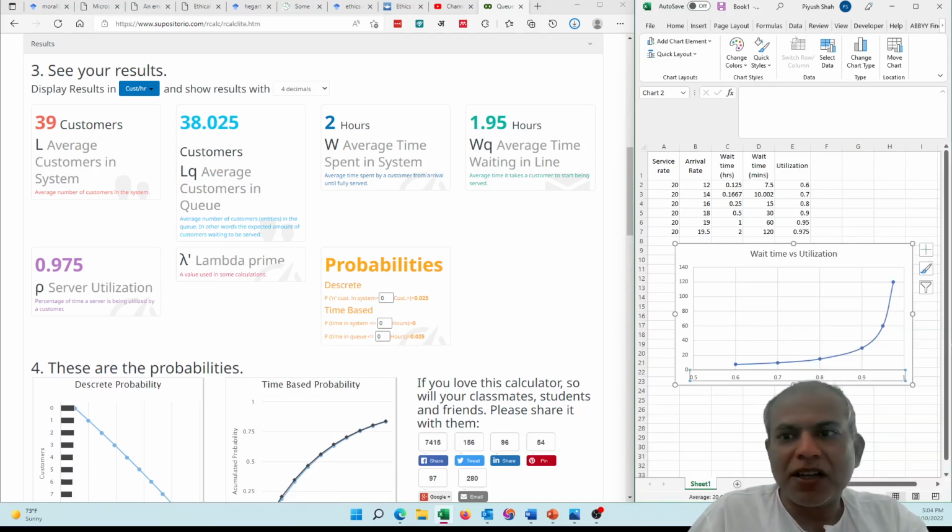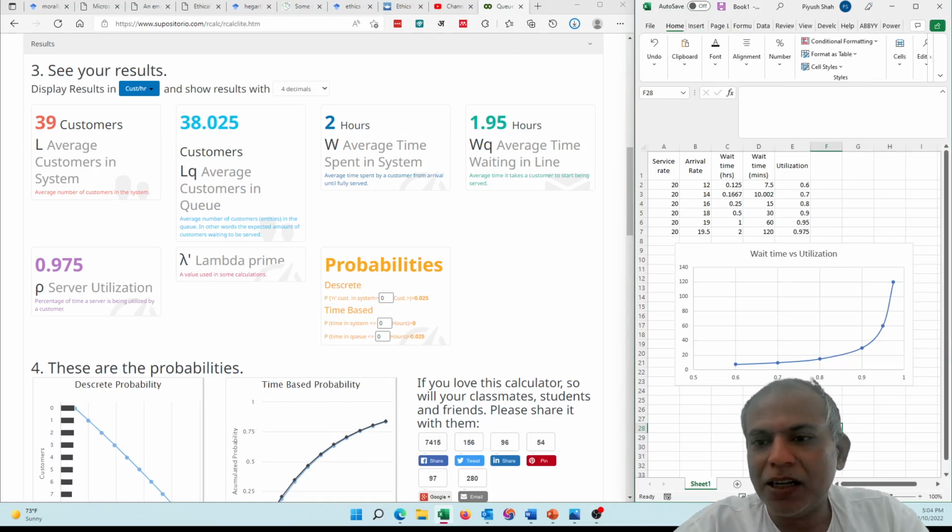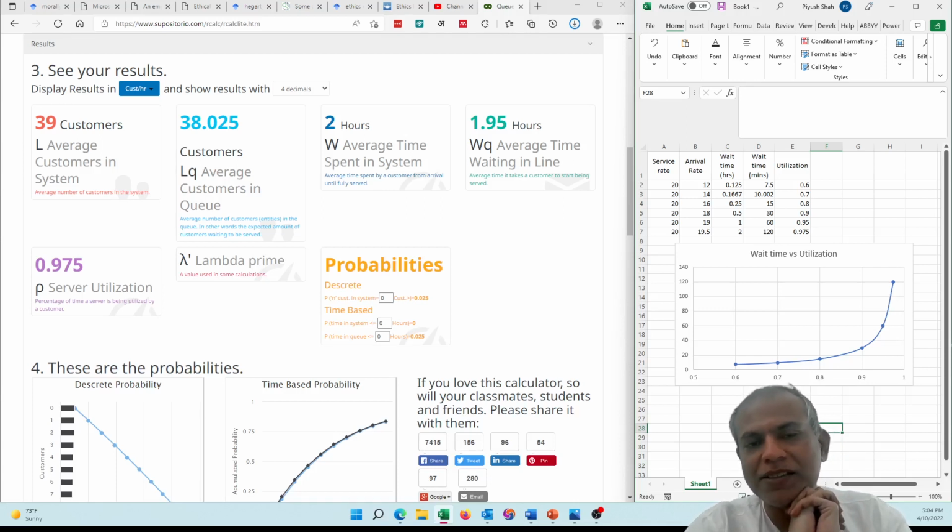All right, what is this graph telling us? As we can clearly see, at lower levels of utilization, the customer wait time is very low. As we increase our utilization, the customer wait time increases by a little bit, but at a certain point, the customer wait time zooms up. Now, this could be problematic.